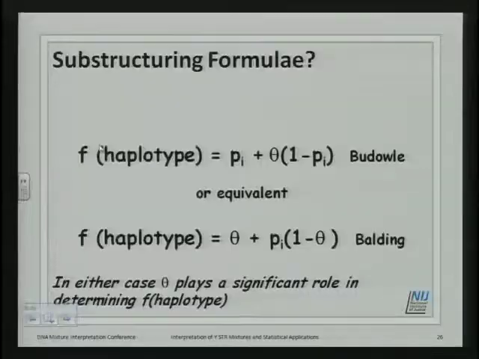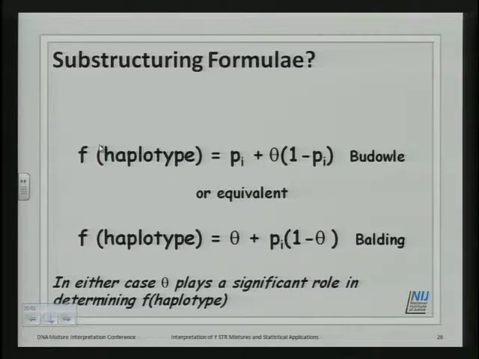So in terms of the substructuring formulae, yeah, this is an older version of this PowerPoint. There must be two on here. So there's two ways of looking at the substructure. How do you correct for substructure if we were to employ it? Basically, the frequency of the haplotype could be P, which is just the observed frequency, P, plus the correction based upon population substructure, theta times 1 minus P.